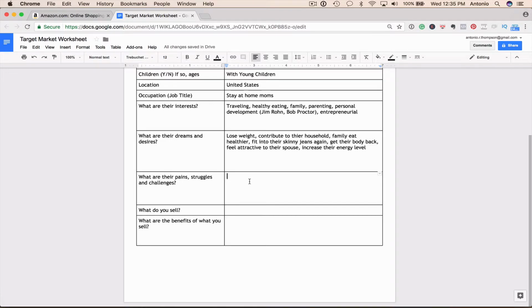Well, they've put on weight, gained weight since having baby. Their jeans no longer fit. They don't have time to take care of themselves. They struggle with eating healthy, lots of fast food. They feel unattractive, don't feel sexy or attractive. They lack energy. They're tired all the time.